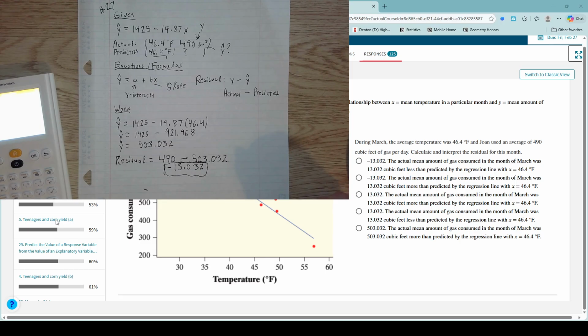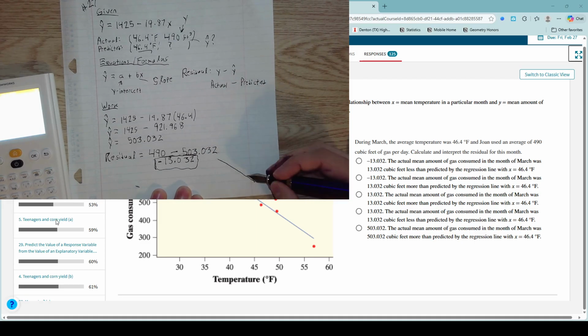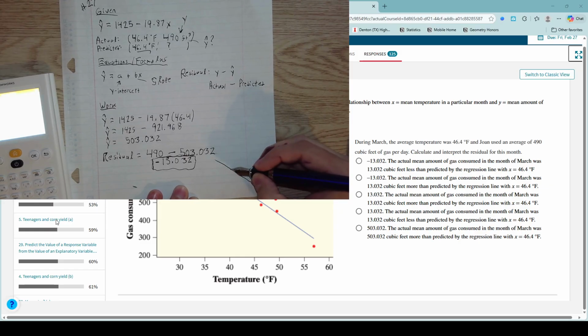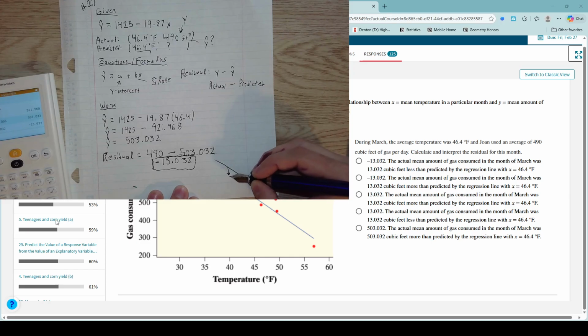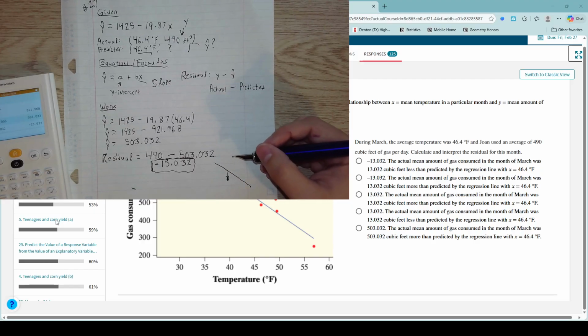Okay. Now here's the deal. It is a negative, okay? So if we're looking at the regression line, and the regression line is like this, we know that wherever it is, it's going to be below the line, okay? That means the model, our prediction overshot. We overestimated whatever we were trying to predict.